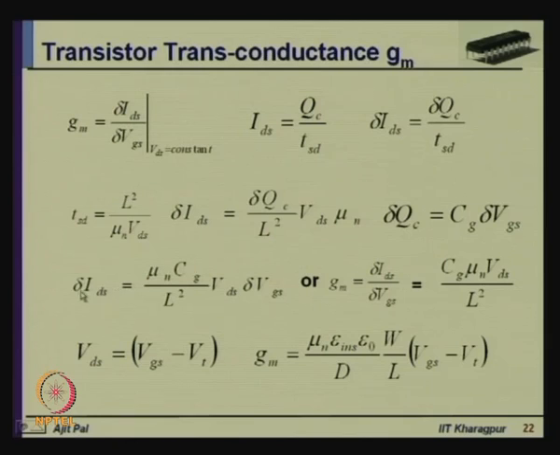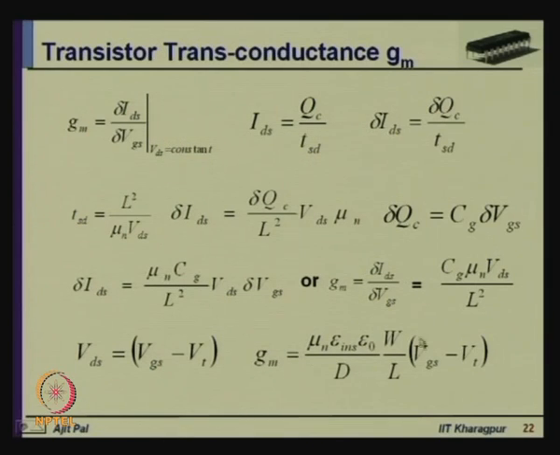So, delta IDS is equal to mu n CGS by L square into VDS into delta VGS, and GM is equal to delta IDS by delta VGS as we have seen, which is equal to Cg into mu n into VDS by L square. And finally, by substituting VDS equal to VGS minus VT, we get GM equal to mu n epsilon INS into epsilon 0 W by D into L into (VGS minus VT).